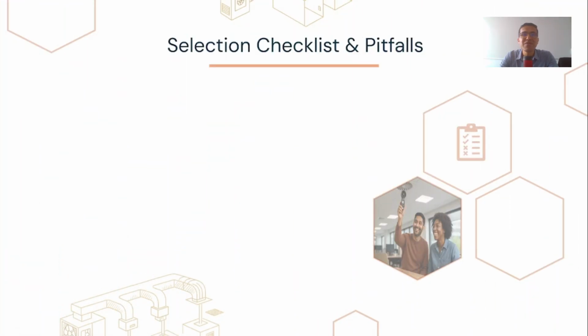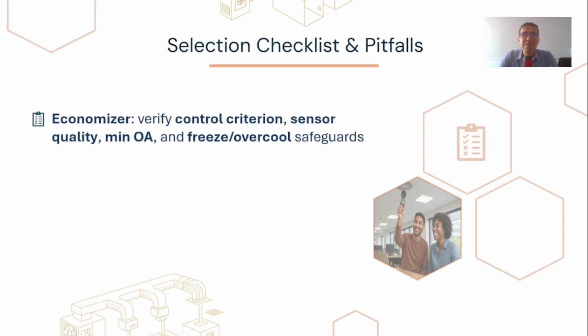Now that we covered a variety of optimization strategies, it's time to put it all together and apply what we learned to real-world scenarios. This selection checklist and pitfalls slide will help you make informed decisions and avoid common mistakes when implementing these systems. For an economizer, the first step is to select the right control logic, either dry bulb or enthalpy, based on your climate. You must always ensure that the minimum outdoor air requirement is met. Additionally, you need to include safeguards against freezing and overcooling and verify the performance of your sensors to prevent the system from operating counterproductively.